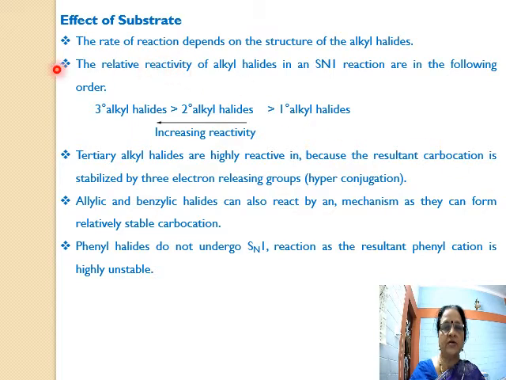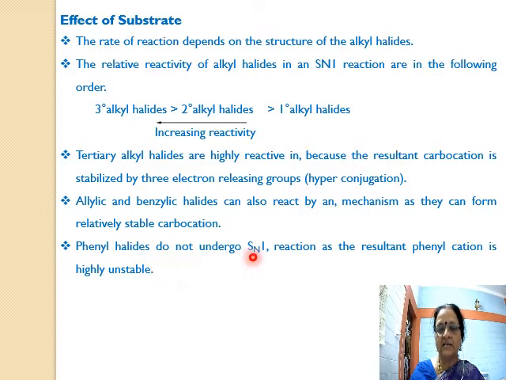Now coming to the substrate, the rate of the reaction depends on the structure of the alkyl halides. So here we see the tertiary alkyl halides. When you want to have your SN1 reactions, you have to select your substrate to be tertiary alkyl halides. Why tertiary alkyl halides? They are highly reactive because the resultant carbocation is stabilized by 3 electron releasing groups. You do have your hyperconjugation coming into play then. And allylic and benzylic halides can also react by this mechanism because they also form relatively stable carbocation.